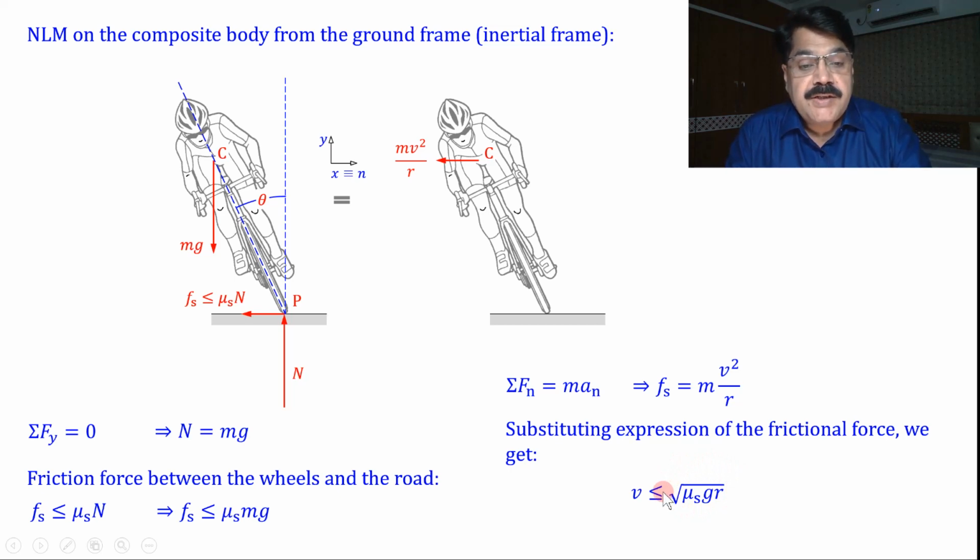But if we exceed that speed, this force of static friction will cross its limiting value and the cycle will slide outward, and this phenomenon is called skidding of the vehicle. So in this way, what is the safe speed? You can see root of mu s g r.